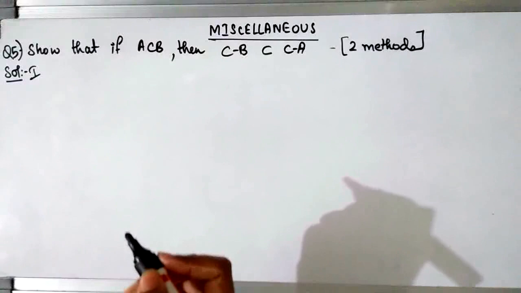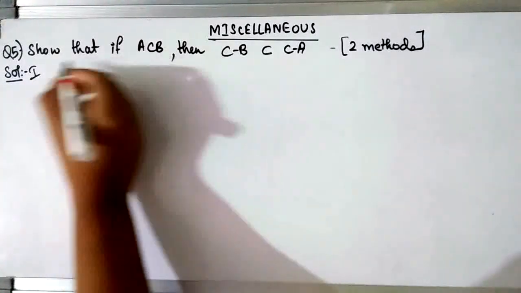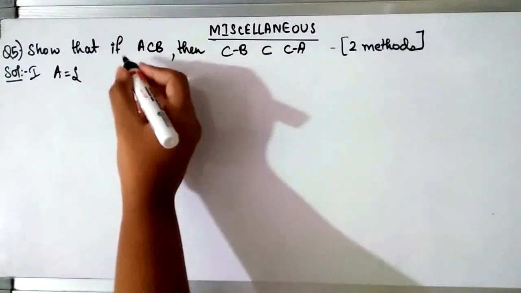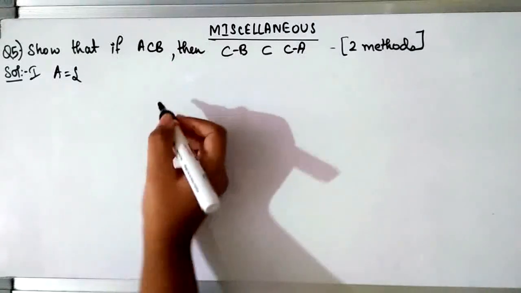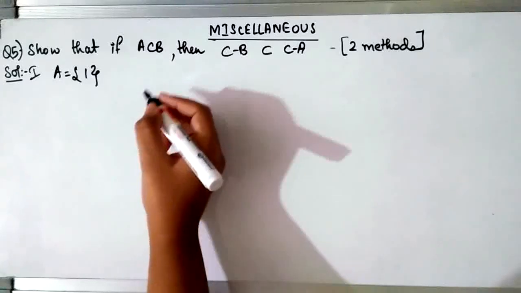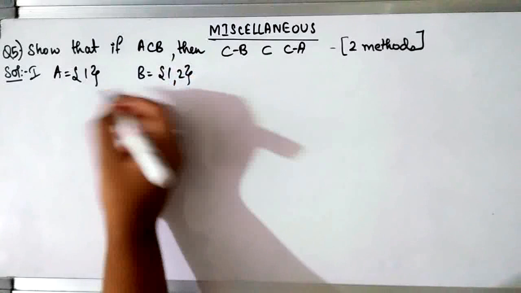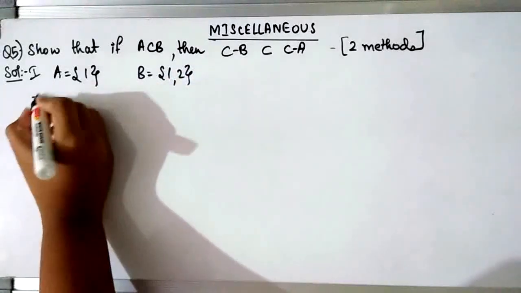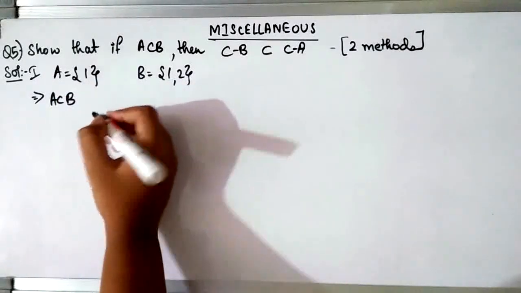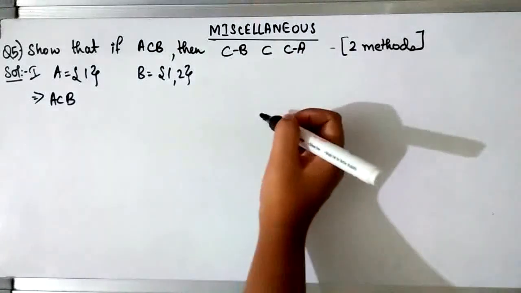Now in the first method we will take sets. First we will take set A and set B, for example, in such a way that A is a subset of B. So let us take A to contain one element, that is 1 itself, and set B to contain elements 1 and 2. Now with this we can say that A is a subset of B, right, because A is a part of B. Then we need to check that C minus B is a subset of C minus A.